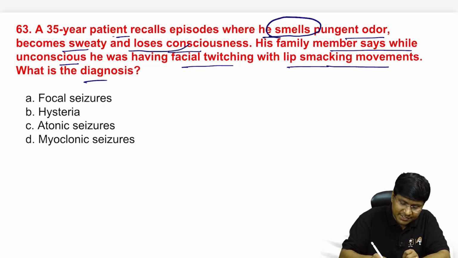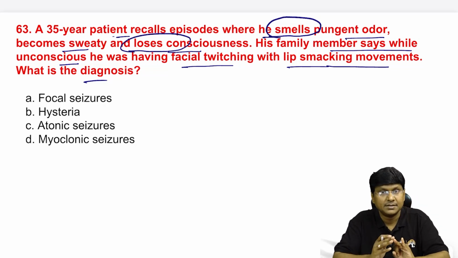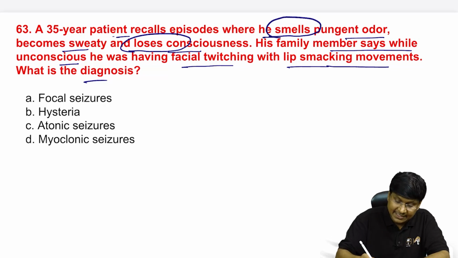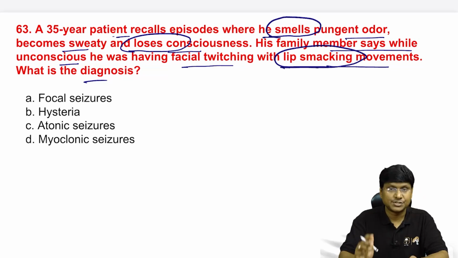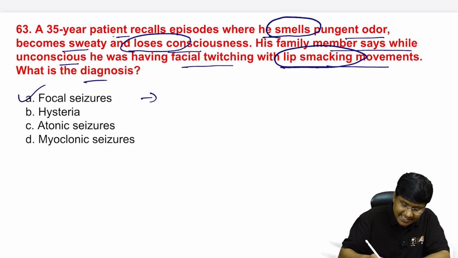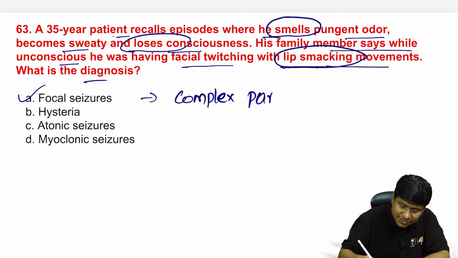So first point, smells a pungent odor, that is a clue, right? And loses consciousness, that is another very, very important point. Next, there are lip smacking movements. So this is a case of focal seizures. And what type of focal seizures? It is complex partial seizures.